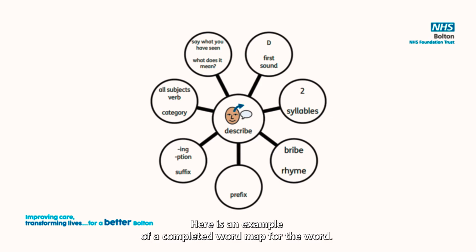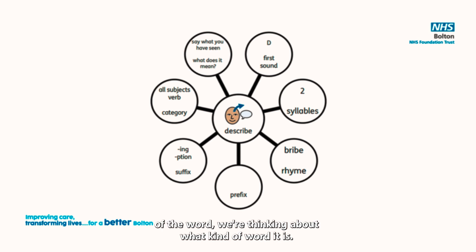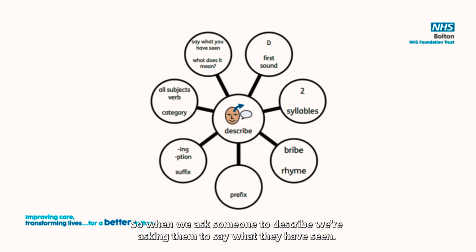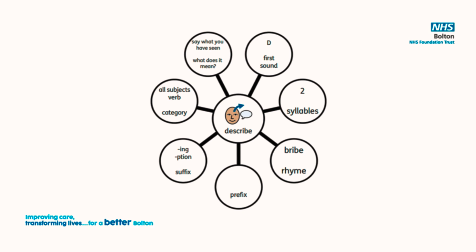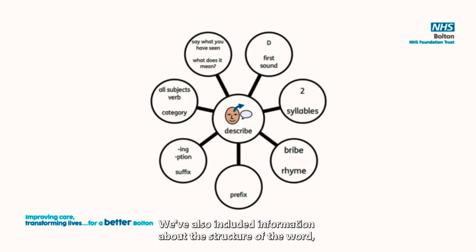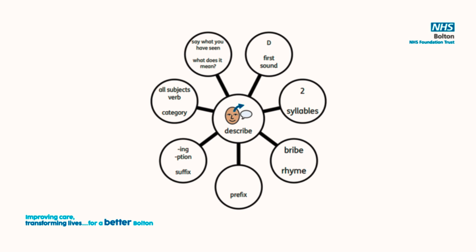Here is an example of a completed word map for the word describe. So for the meaning of the word, we're thinking about what kind of word it is. It's a verb. And we can also think about the definition of the word. So when we ask someone to describe, we're asking them to say what they have seen. We've also included information about the structure of the word, such as the first sound, the number of syllables, whether it rhymes, so we've used the word bribe here, and also breaking the word down into smaller pieces. So using the word description or describing.